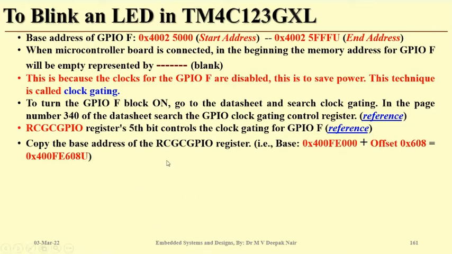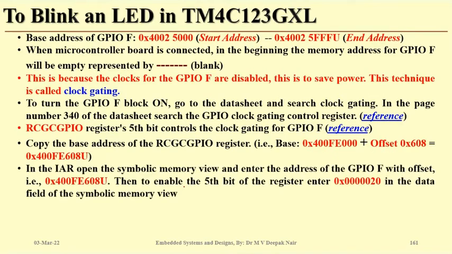Now, RCGC GPIO has a base address of 0x400FE000, and we are going for an offset of 608. So the complete address to reach port F's RCGC GPIO is 0x400FE608.